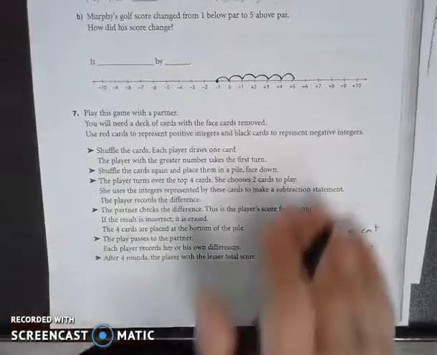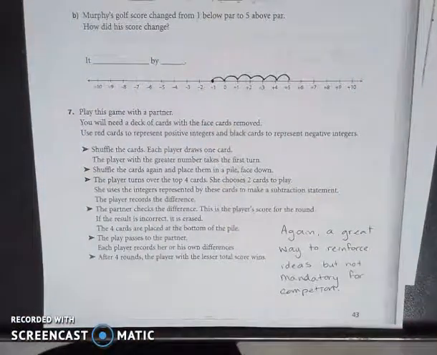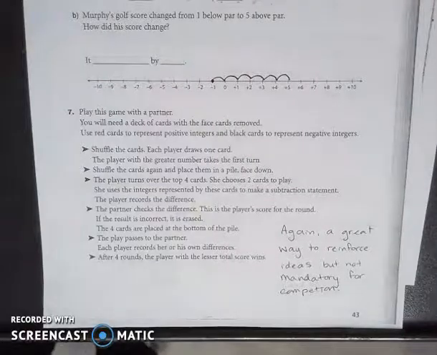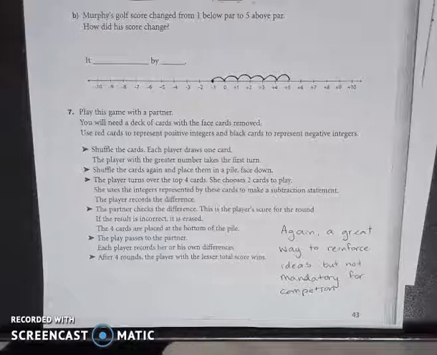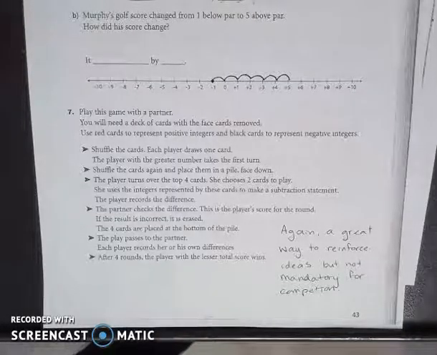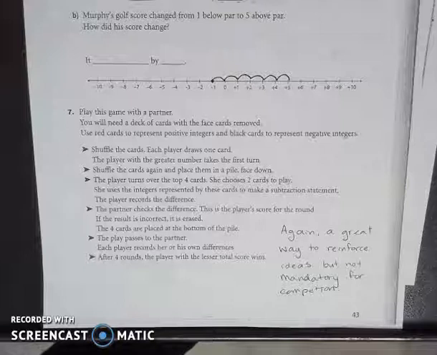All right, again, this is a great game. Great way to reinforce ideas, but it's not mandatory for completion. So do it if you have time, but that's the end of math for grade 7. So finish this up strong, submit it. Make sure that when you're doing your math assignment, your answer key isn't right handy. Do your own work. Make sure it's your own learning. And send it my way because that's the end of math.